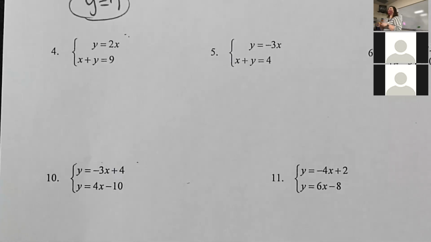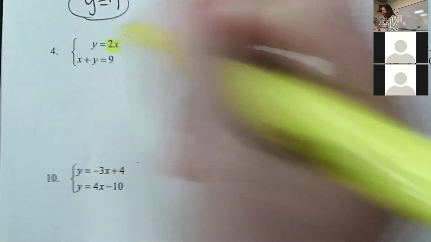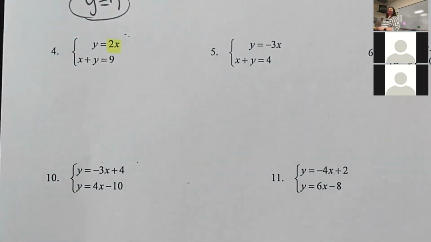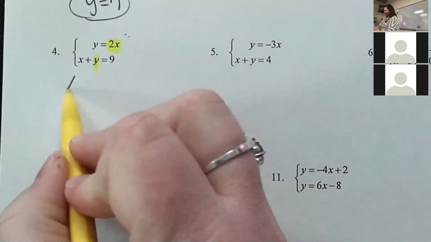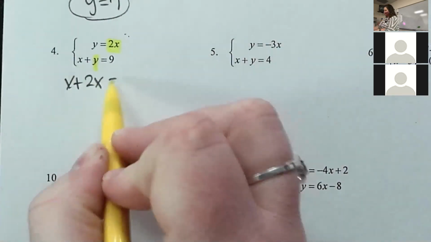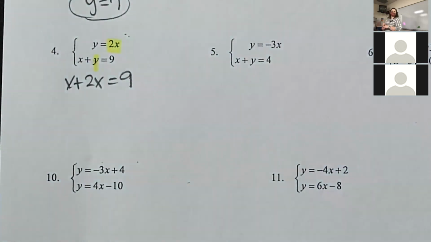Okay, number 4. No negative talk. All right, number 4. Remember, get a variable by itself. Well, I see y is already by itself. Y is 2x. I'm going to highlight that 2x. But that's solved for y. So wherever I see a y in that second equation, I'm going to put in that 2x. So I have x plus 2x equals 9.